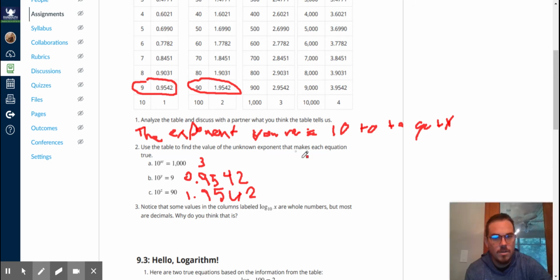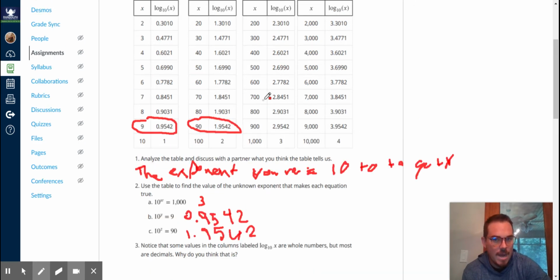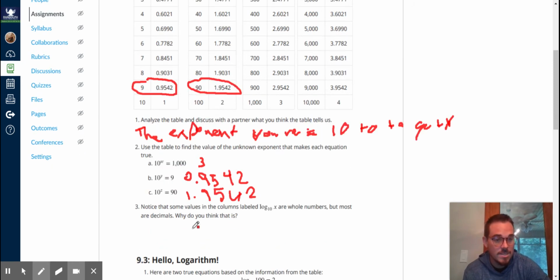Okay? So when we think about this in the sense that they have to be the power to get there, 10 to the power of 1 gives me 10. 10 to the power of 2 gives me 100. 10 to the power of 3 gives me 1,000. None of those powers from before are going to give me nice numbers. So why do you think that is? Because the only nice numbers we have would be when that value of x is a power of 10.